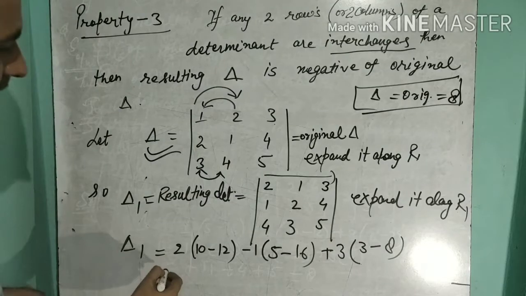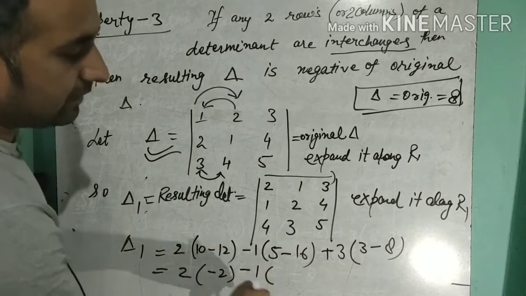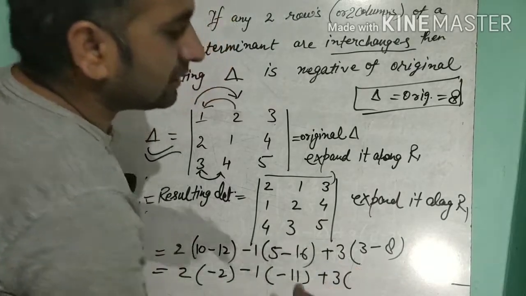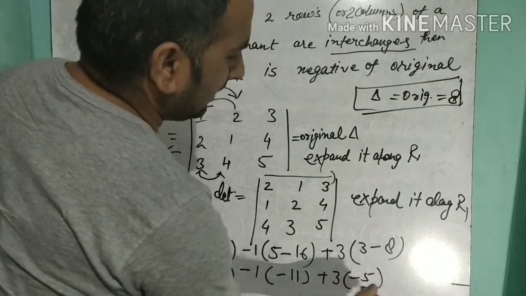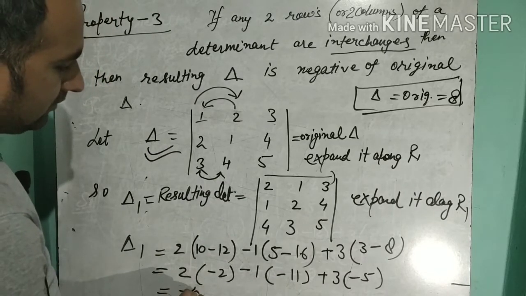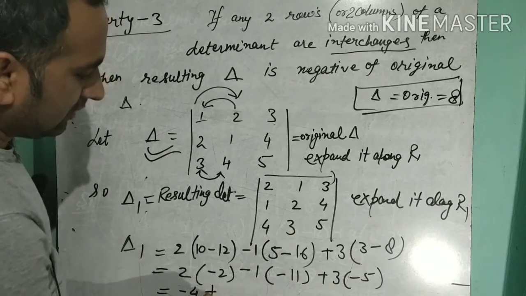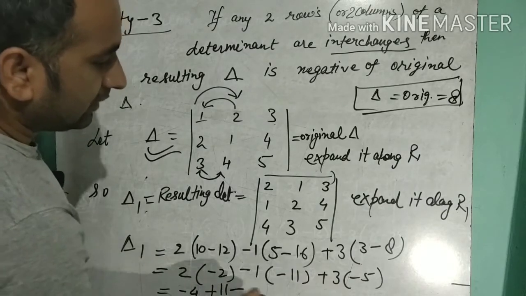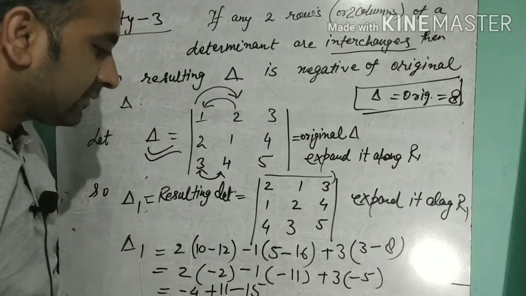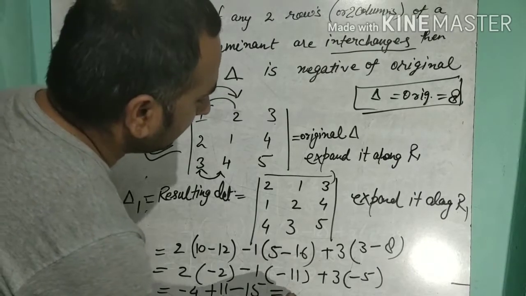Is it clear? So now we have a 2, and 10 minus 12 is minus 2, minus 1, and 5 minus 16 is minus 11, and plus 3, and 3 minus 8 is minus 5. Okay, so now students, what we have is minus 4, and minus 1 multiplied with minus 11 will give you plus 11, and now minus 5 3 are 15, minus 15. So students, tell me, minus 15 and minus 4 is minus 19, and minus 19 plus 11 will give you minus 8.